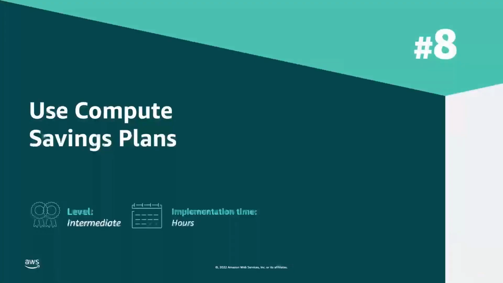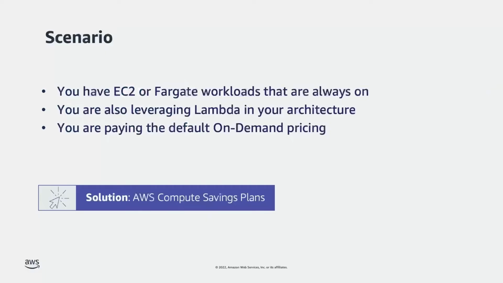Number 8, use compute savings plan. If your workloads are indexed on compute resources that are always on, or your usage is pretty much consistent, and you're currently paying the default on-demand pricing, then AWS compute savings plans can help you reduce the cost of those compute resources. AWS compute savings plans allow customers to commit to a consistent amount of usage in the form of an hourly spend in exchange for a lower price for that usage, right? Helping you, again, to pay less for what you use.